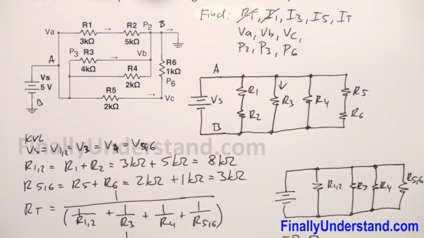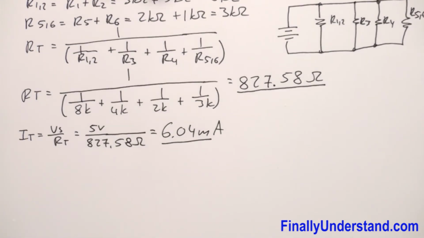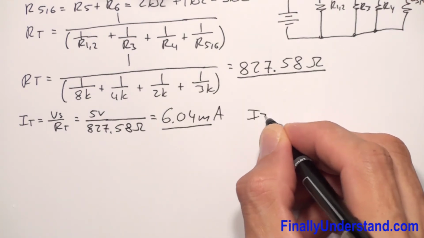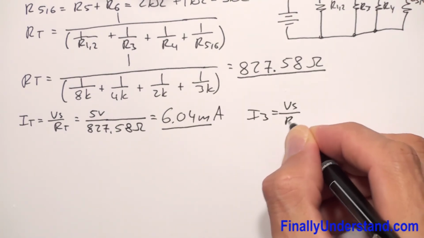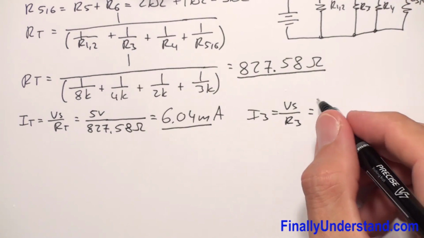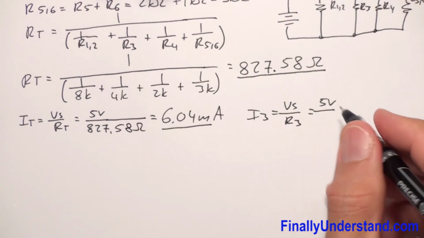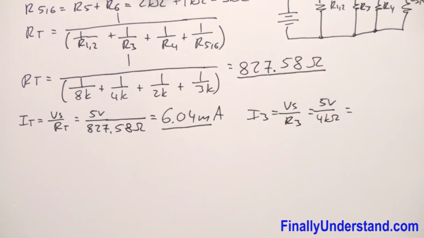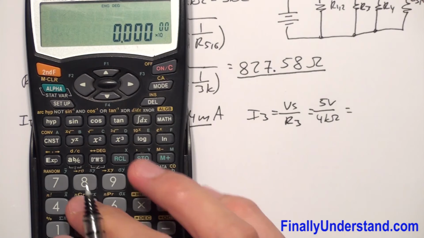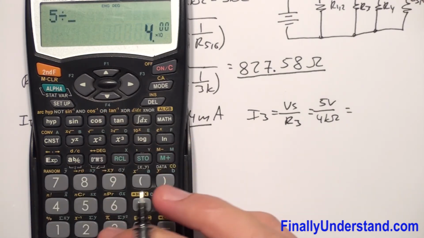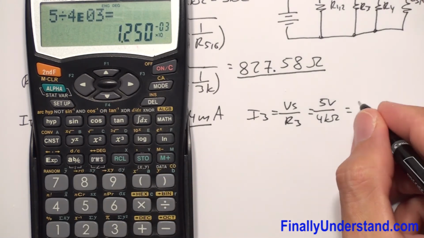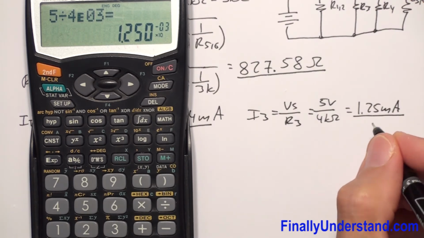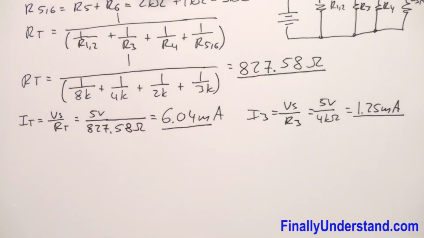So what I have to do right now is find I3. I3 is equal to the voltage source over R3. The voltage source is 5 volts over R3, which is equal to 4 kilo ohms. 5 divided by 4 times 10 to the power of 3 is equal to 1.25 milliamps. So this is my current I3.